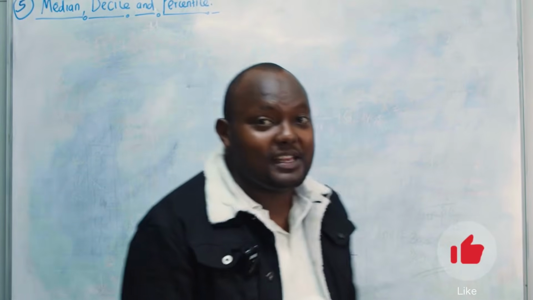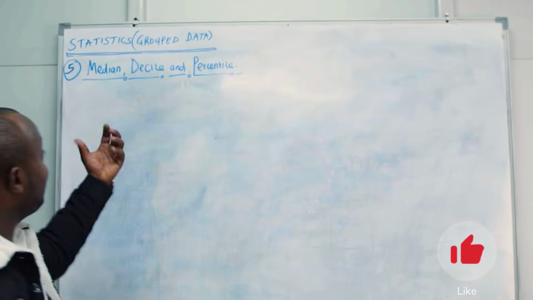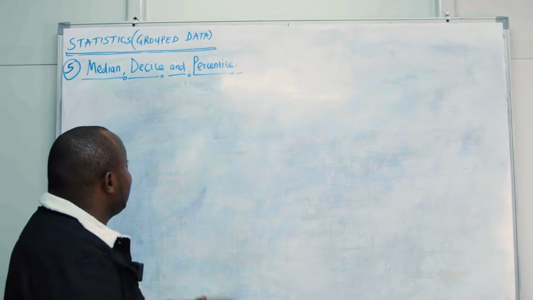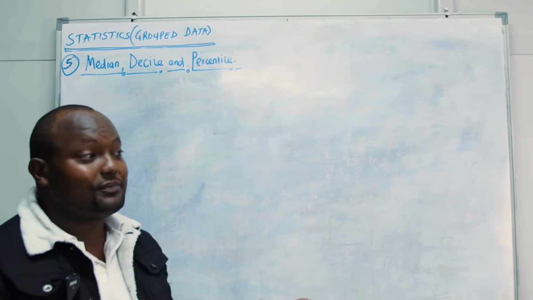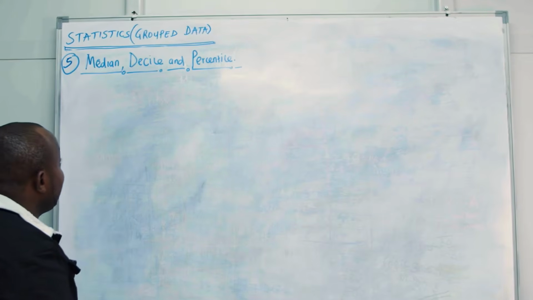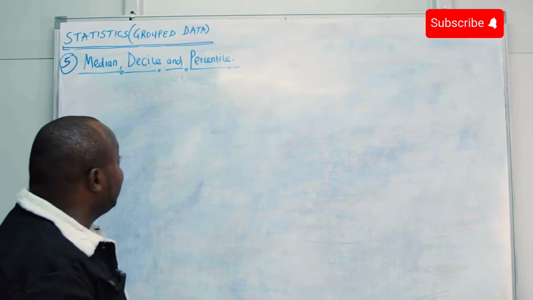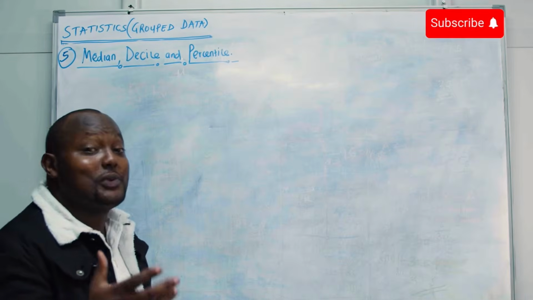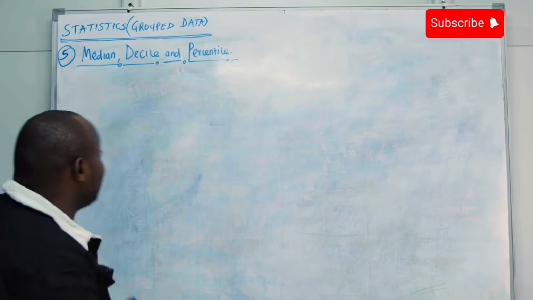So how do we calculate the median? It is very simple. We looked at how we calculate the median of grouped data. We said it's just the middle number. So you may be given a question where it is grouped data, and you are required to calculate the median. How do we go about that?